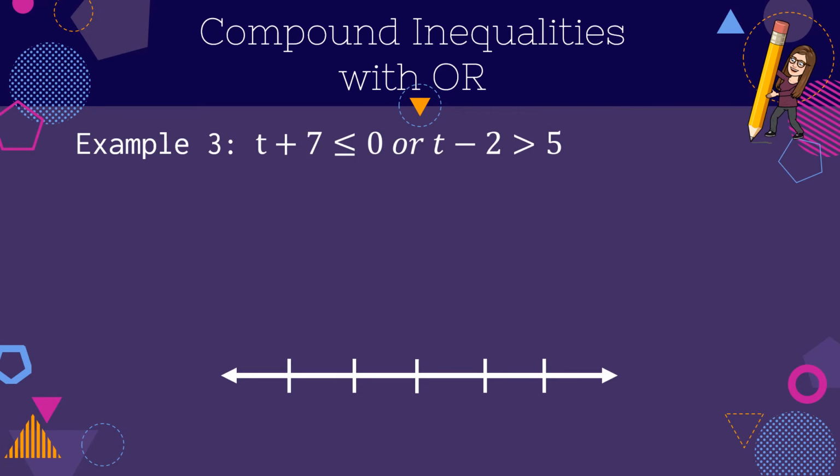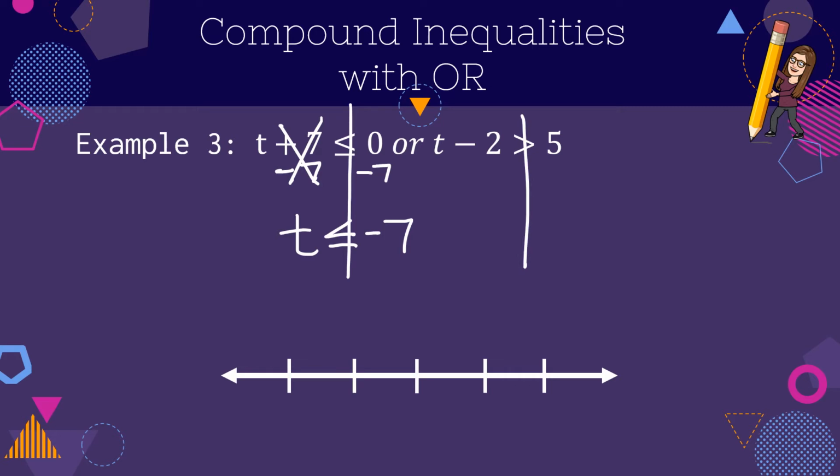Let's take a look at this one. This time we actually have a little bit of solving to do, right? I need to get the letter by itself. Instead of +7, let's -7. We want to undo it. 0 minus 7 is -7. Let's solve the other one while we're here. Instead of t minus 2, let's plus 2. The t falls down. 5 plus 2 is +7. So on my number line, I have -7 and +7.